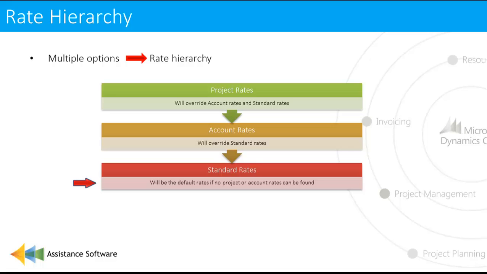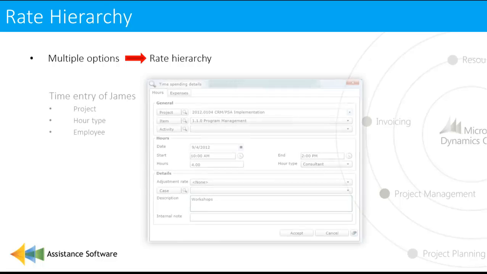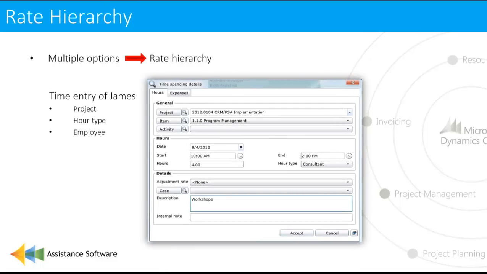In addition to this rule, PSA will also follow a specific hierarchy when determining what rate to apply to a time entry. In this example, James is entering time towards project 2012-104 with the hour type consultant.